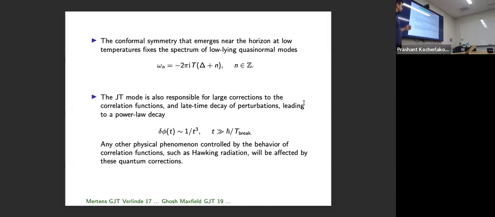This is a conclusion from studying correlation functions of matter fields near the throat, but essentially any other physical phenomenon controlled by these correlation functions, such as Hawking radiation, will also be affected by these quantum corrections in real time. I didn't write it down because the exact answer is much uglier than for the free energy. That's why I focus on the free energy. But in the context of these SYK models, we derived these correlators in this paper a long time ago and then put it in the context of these near-extremal black holes here, and this is still an active area of research.